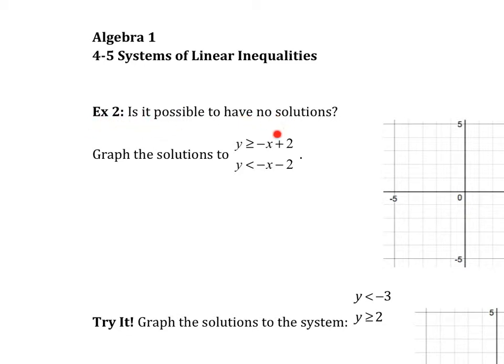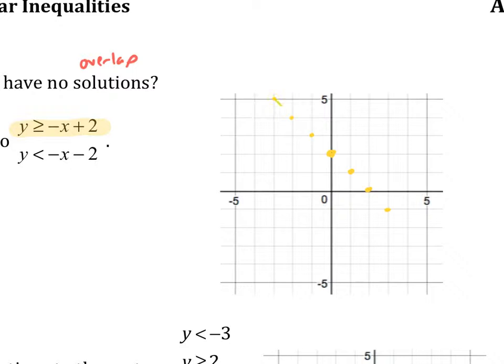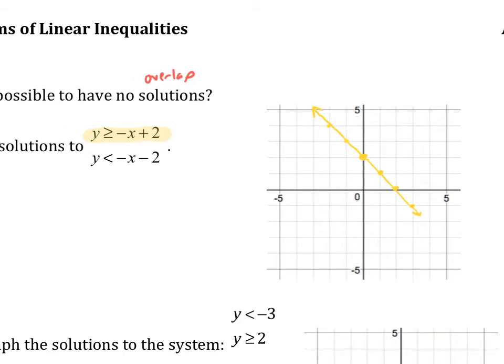An example 2 here: is it possible to have no solutions? In other words, practically speaking, that would be no overlap. So let's take a moment to graph these two. The top one here begins at positive 2 and has a slope of negative 1. So it looks like so. And it is a solid line because of that equal. There we go. Now the next one, y is less than negative x minus 2. So negative 2 is there. And then we also go down 1, right 1, or up 1, left 1. But this time it's going to be a dashed line.